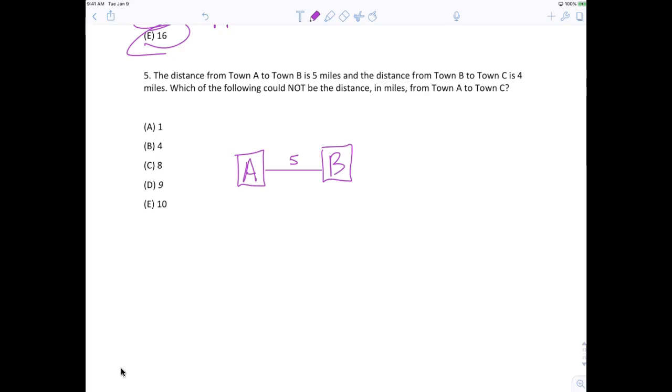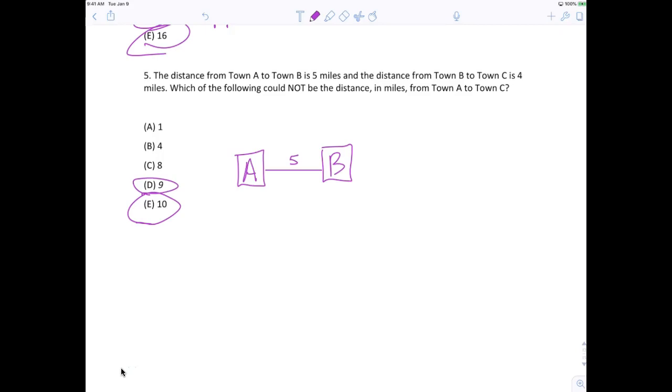All right. Now, from town B to town C is what? How far is it from B to C? 4. So did anybody think they know what the answer is here? What did you think? 10. Somebody else? Somebody else get something else? 9. Good. Somebody else? What did you get? I got 10. All right, let's look how cool this problem is.